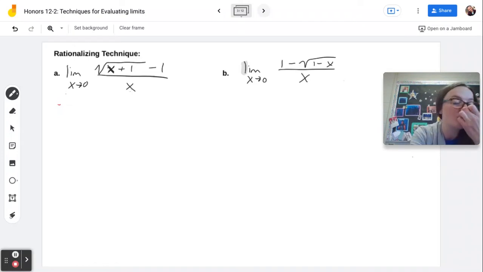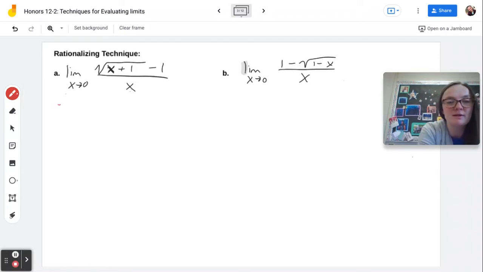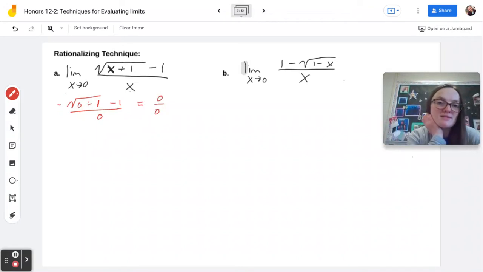All right, so the first thing we're going to do for letter A is we're just going to plug in 0 and see what happens. If we plug 0 in, we get the square root of 0 plus 1 minus 1 all over 0. So we get indeterminate form. So we need to find another way to write this expression.